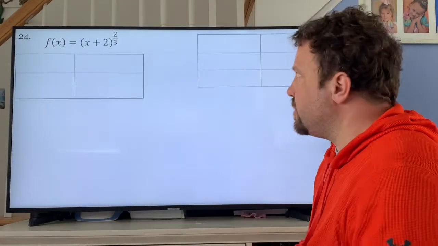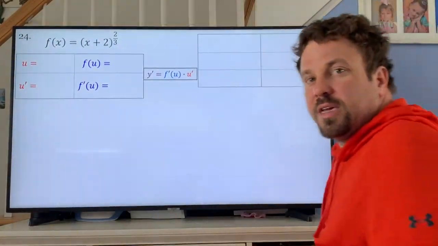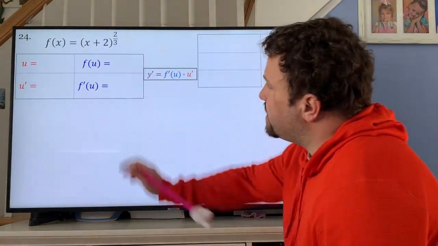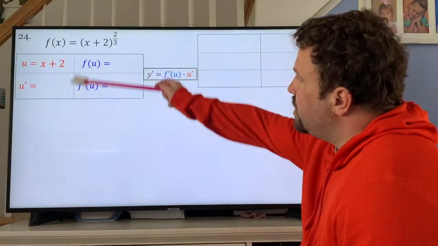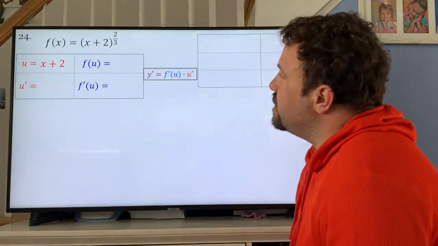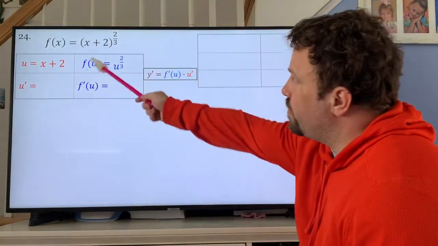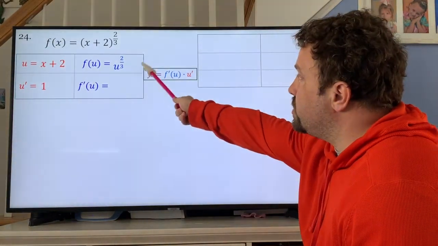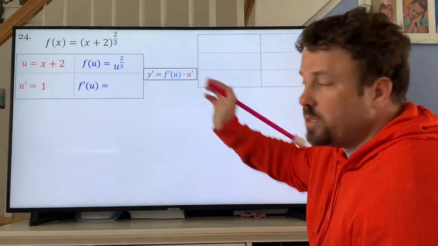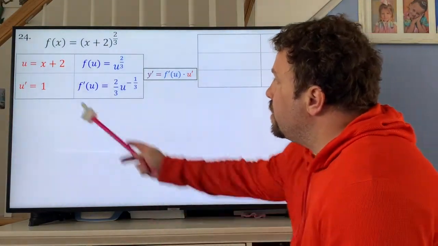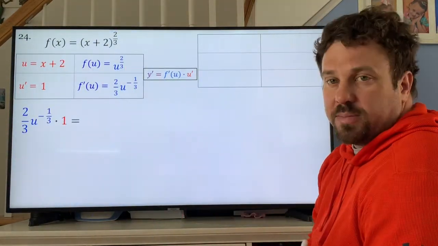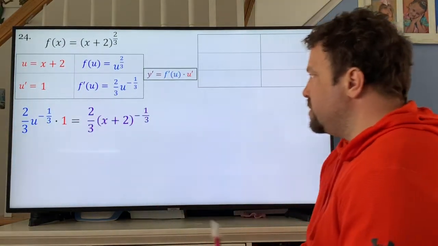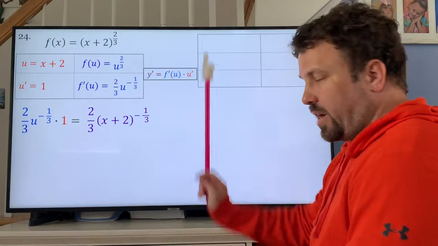Problem number 24. What we're going to use here is the chain rule. All right, so the way you use the chain rule, you take the inside there, which is x squared plus 2. Your outside is your raised to the 2/3 power. Derivative of x squared plus 2 is 1 plus 0, which is 1. 2/3, u to the 2/3 minus 1 is a negative 1/3. U prime times f prime u. 1 times anything is itself. And then you plug your u back into the u. So 2/3 x plus 2 to the negative 1/3.